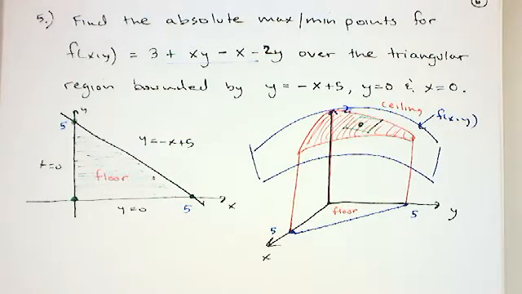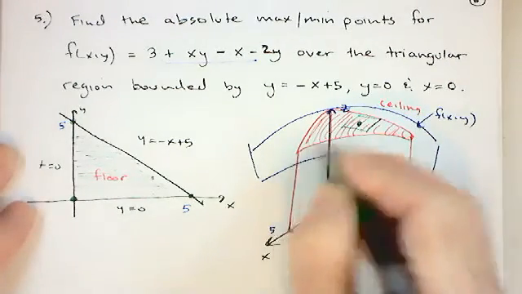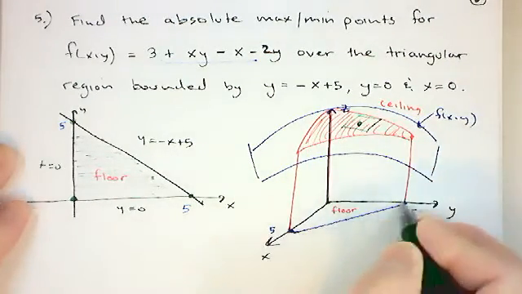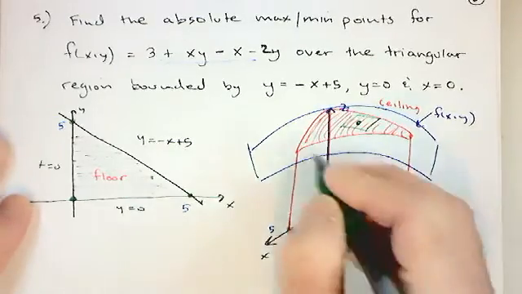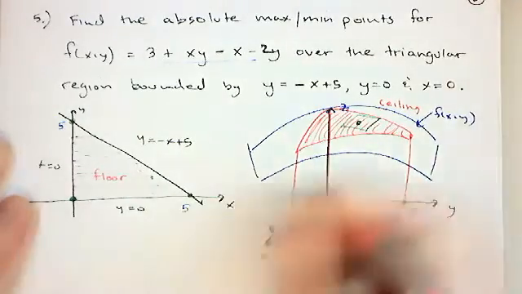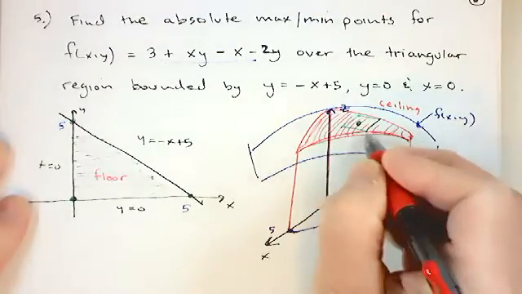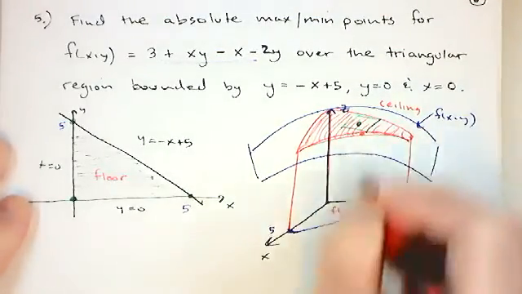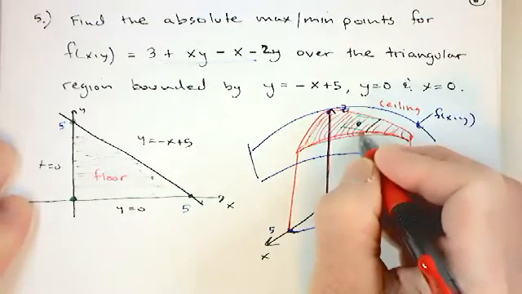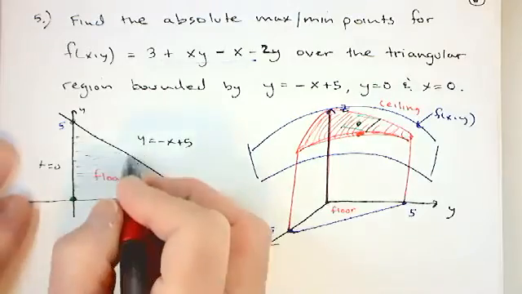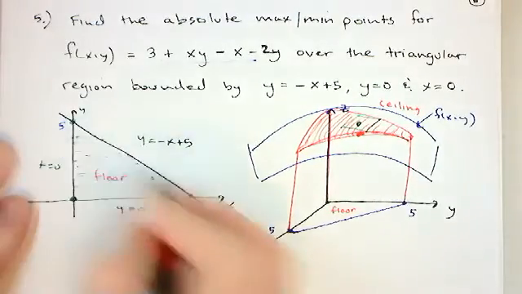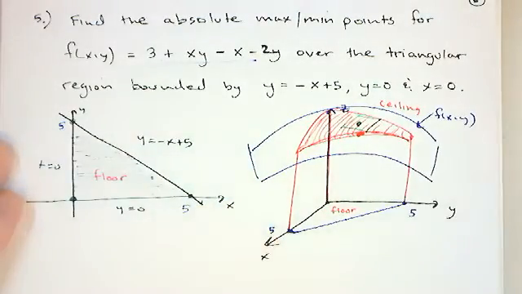But there's a third possibility. What if it just so happens that along one of these walls, you see how my wall's kind of curving up like here? Maybe my highest point actually occurs right along this wall, right at the very edge of the ceiling and the wall. Maybe it occurs right there, somewhere along the wall here. We have to investigate all three of those options.